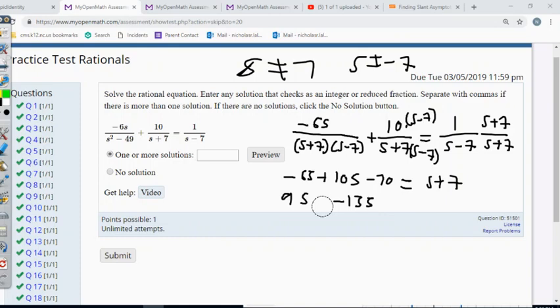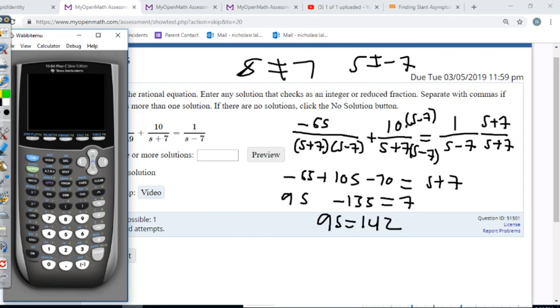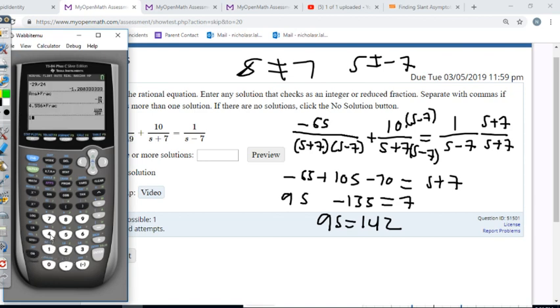So just subtract s from each side. Is equal to 7. And then add 135 to each side and you're going to get 142. 9s equals 142. 142 divided by 9 is 15 point. Let's math frac that.